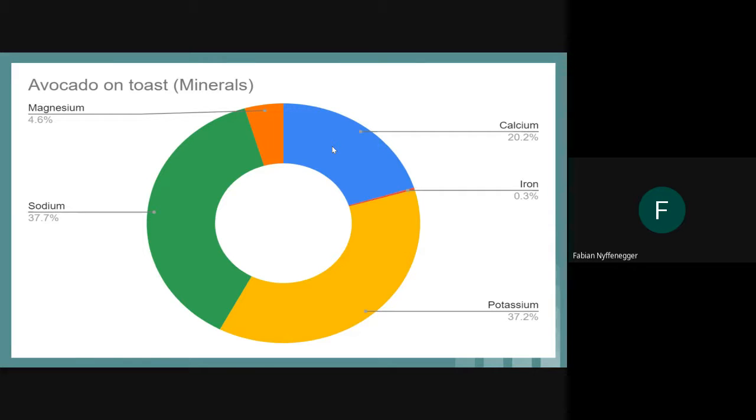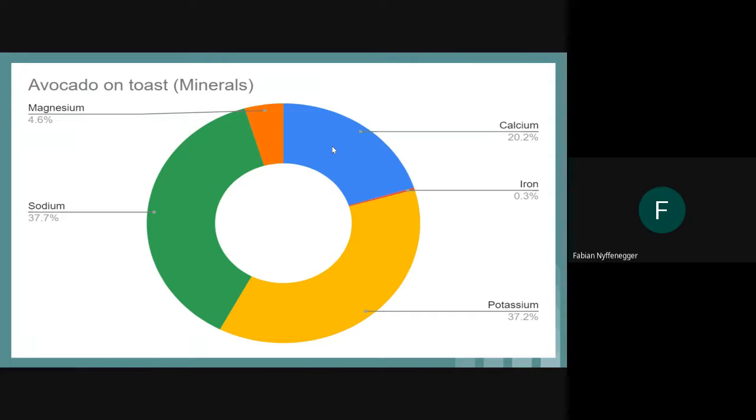It consists of 37.7% sodium. The toast contains salt, and salt is also added as a seasoning to the avocado, which explains the higher amount of sodium present here. 37.2% of potassium, which mainly comes from the fruit itself, is also found in avocado on toast. 20.2% of calcium, 4.6% magnesium, and 0.3% of iron are also found. As you can see, just a slice of avocado on toast contains a lot of essential minerals.